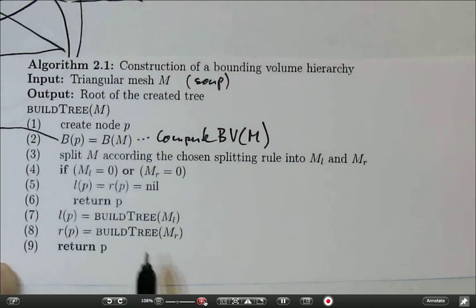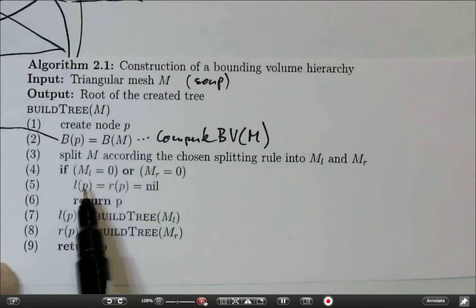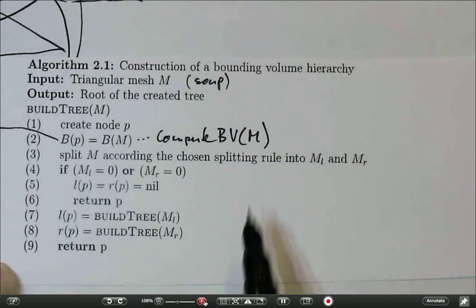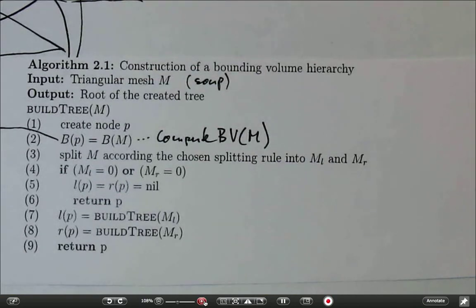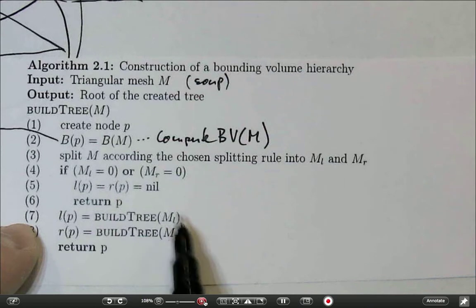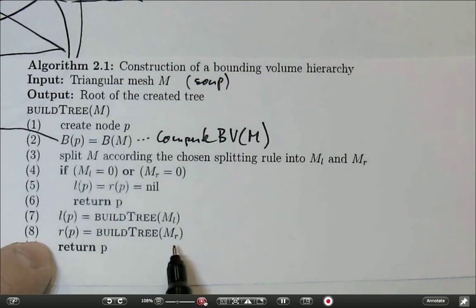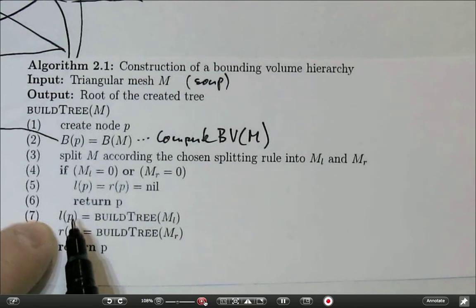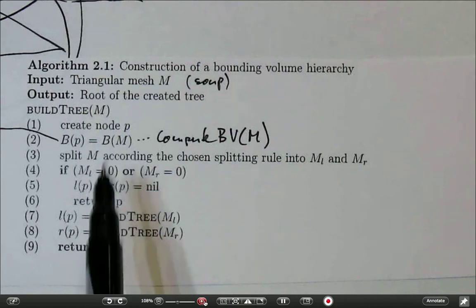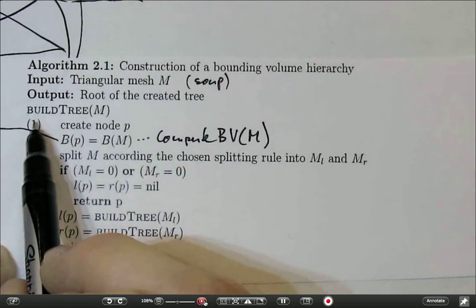Okay. Now, if that's not the case, that means that both parts of the subdivision are non-empty, that my splitting was successful. It really split it into two pieces. Then I just call recursively the routine on the left part, M_L, and on the right part, M_R. And those are going to be my left and right children. So this is a recursive call to the same procedure, the build tree procedure.